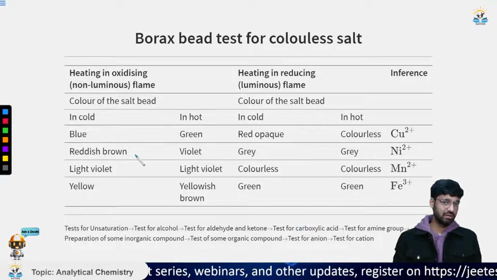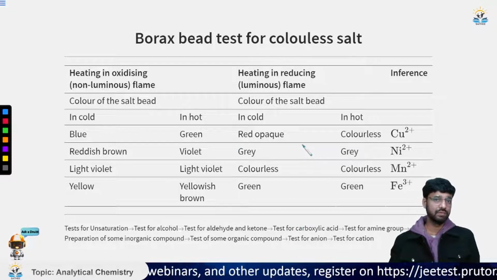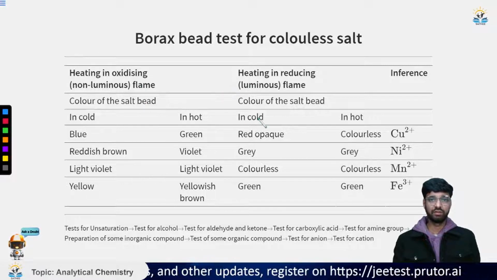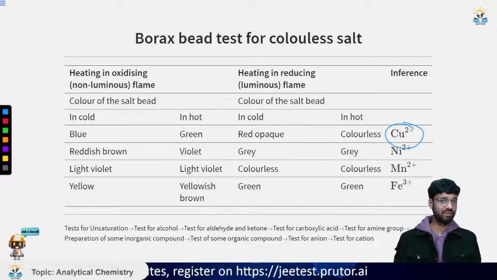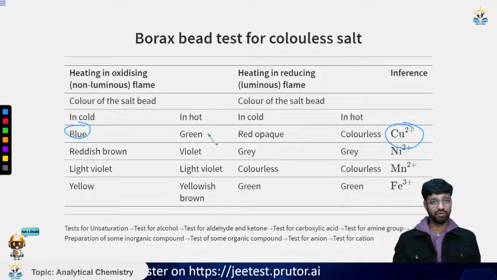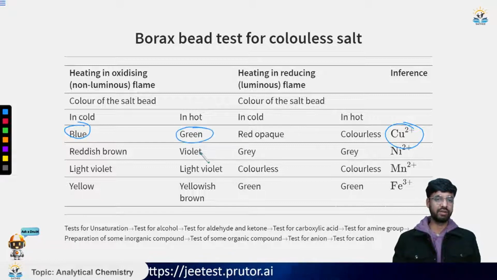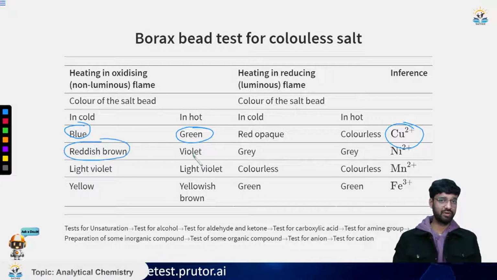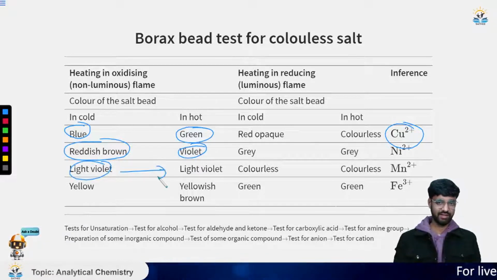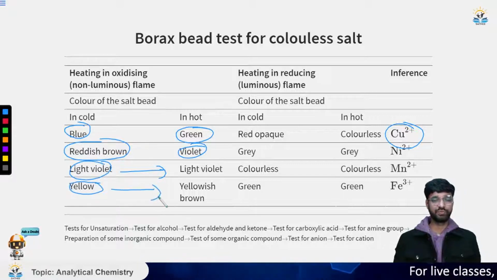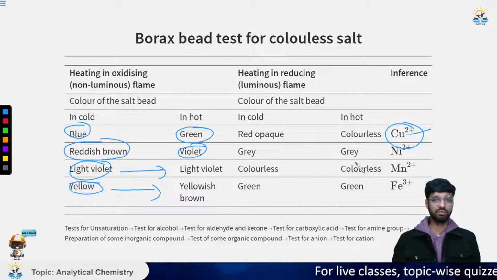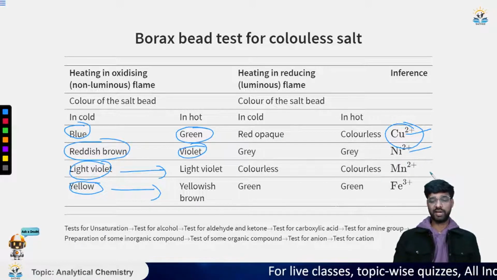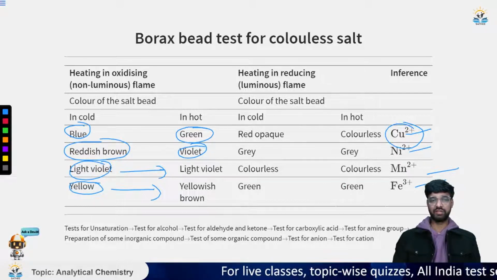Now for the other colorless salts, we have different cases. With the non-luminous or oxidizing flame, Cu2+ gives blue in the cold and green on heating. Ni2+ gives reddish brown, Mn2+ gives light violet, and Fe3+ gives yellow to yellowish brown. So blue to green means Cu2+, reddish brown to violet means Ni2+, light violet to light violet means Mn2+, and yellow to yellowish brown means Fe3+.